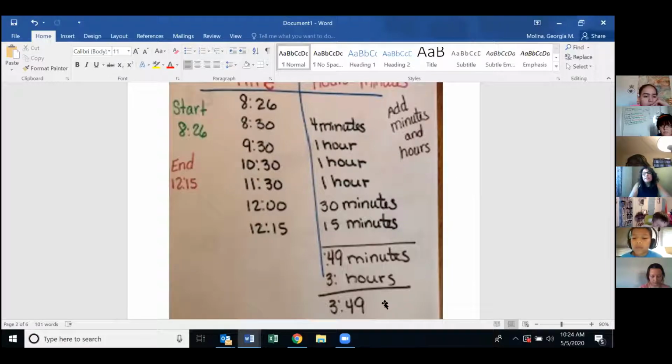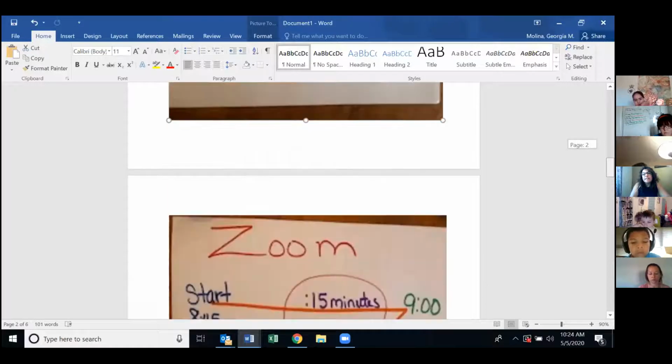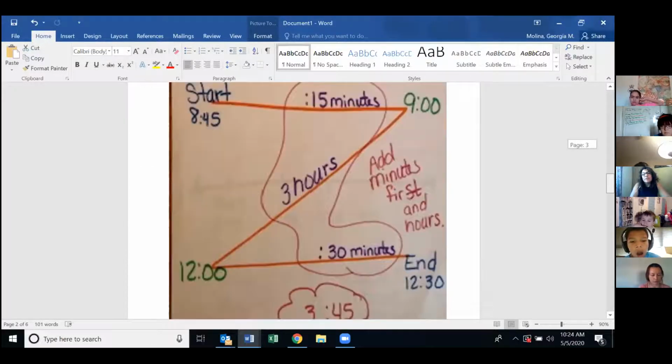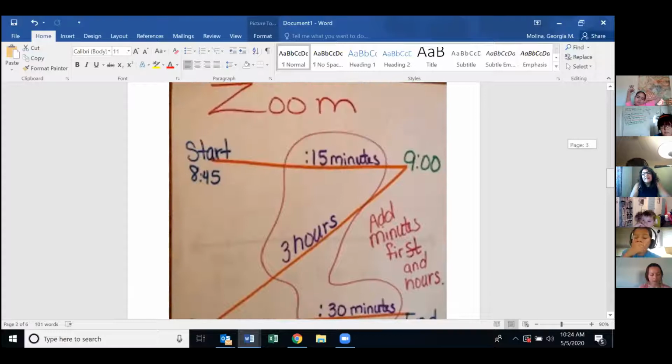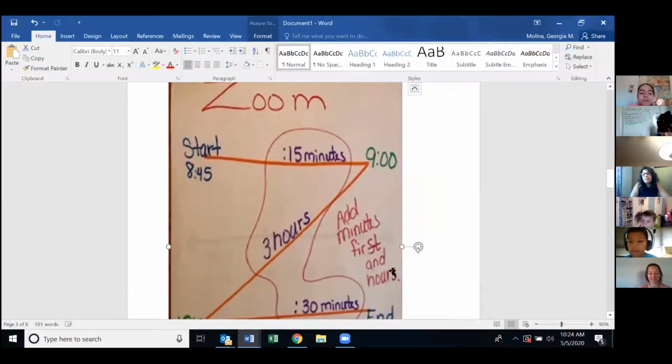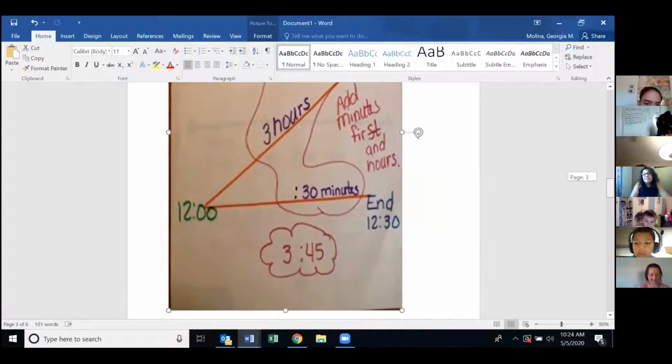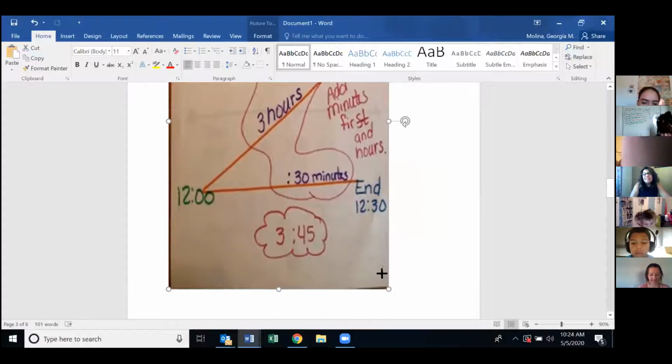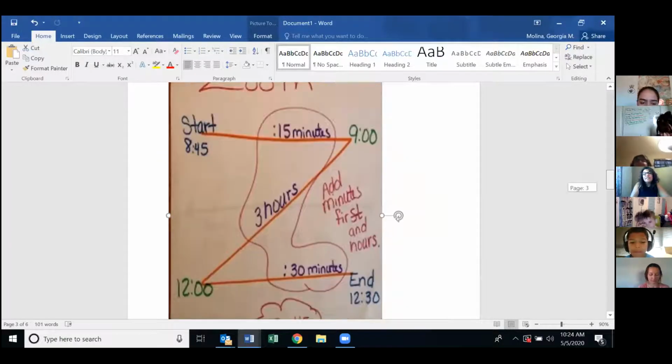On this one, we had 49 minutes and 3 hours. So it took 3 hours and 49 minutes. Let's go to the Zoom. You remember the Z method? And since we were doing the Zoom, I thought, oh, we'll just do a Zoom here. Let's see if I can make it smaller for y'all. Okay, can you see that?